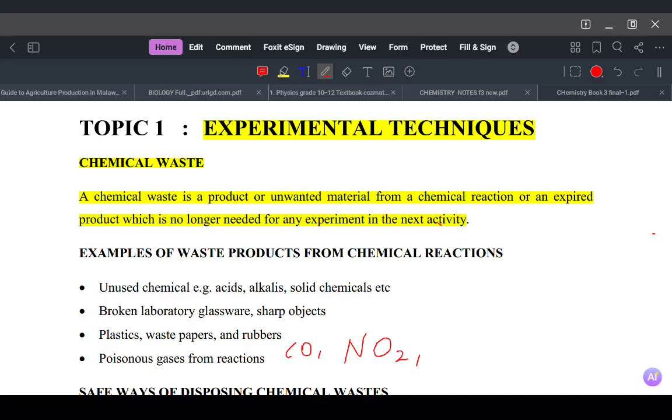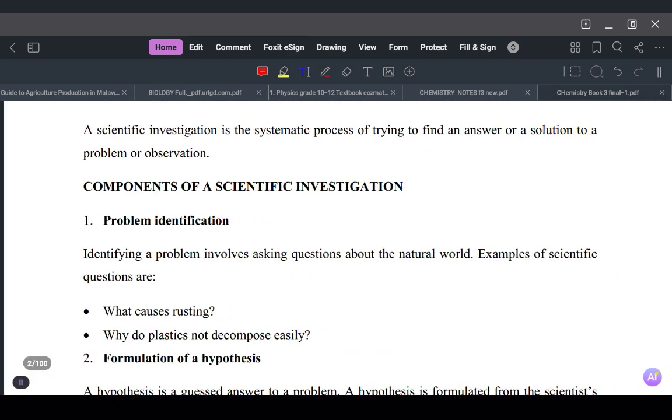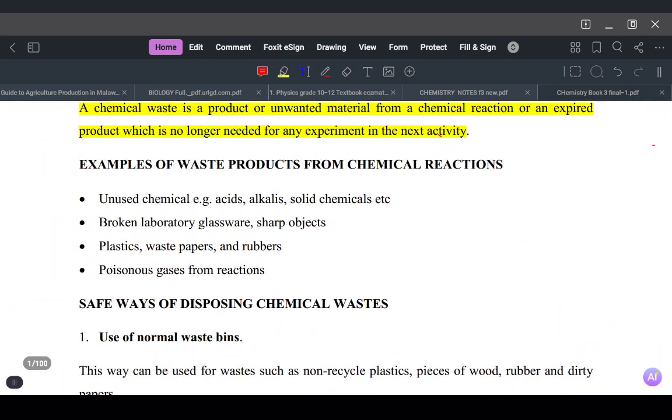So we've looked at the definition of waste, and we have also seen some examples of chemical waste. In case they ask you in an exam to list any 3 or 4 examples of chemical waste, you should not go wrong. These are the examples that we just gave.